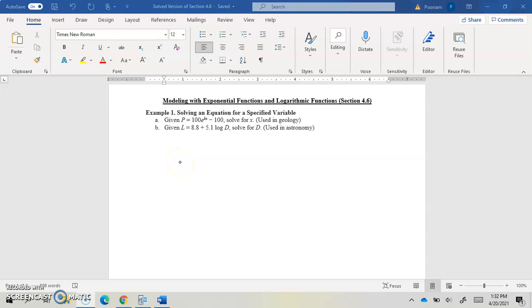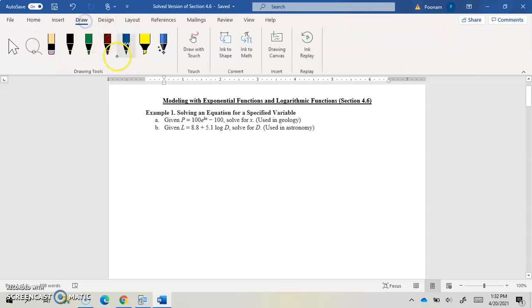Hello, today we are doing section 4.6. In this, we are going to learn about applications of exponential functions and logarithmic functions. First, I'm continuing from our equations. So we have these application kind of equations to solve.